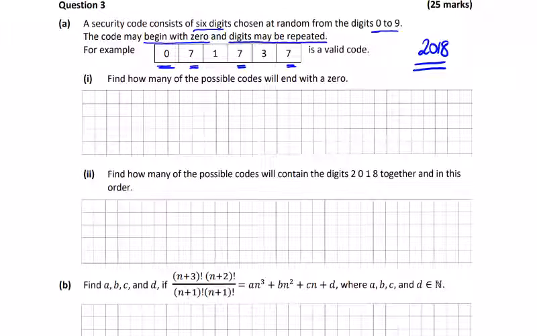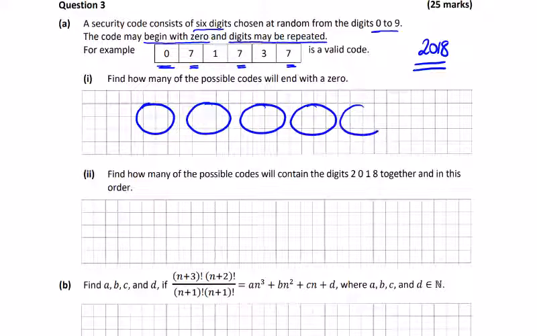So we have 6 spots or 6 sample spaces where we can put probabilities in. We're going to multiply them all. So how many end with 0? If it has to end with 0, we have a 0 in here. And I'll write the probabilities underneath. So that's a certainty, that's a 1.